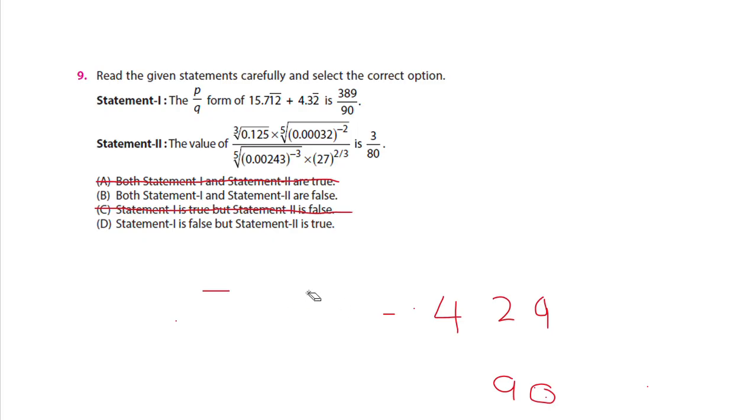It says the cube root of 0.125 times the fifth root of 0.00032 to the power negative 2, and that whole thing divided by the fifth root of 0.00243 to the power negative 3, times 27 to the power 2/3, is equal to 3/80. So let's try to simplify each of these terms one by one. First what we have is 0.125, right?